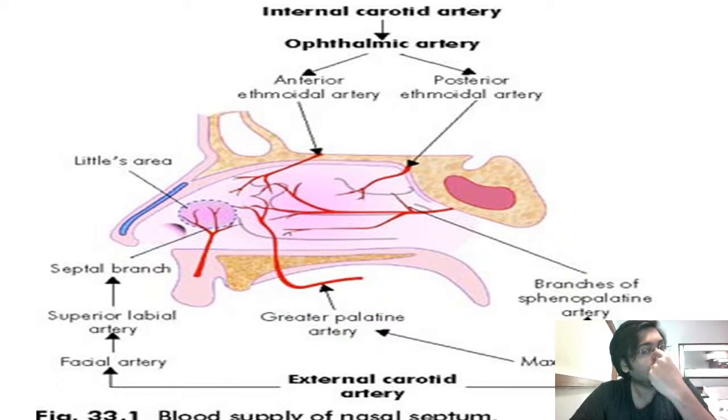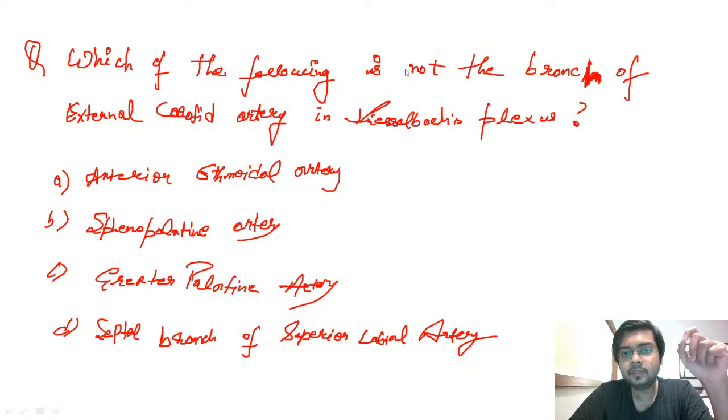One version was, which of the following arteries does not supply this Little's area? So the posterior ethmoidal artery does not supply this area. Another version of the question was, which of the following arteries is a branch of the internal carotid artery supplying Little's area? Or, which of the following is not a branch of the external carotid artery in Kiesselbach's plexus, or Little's area plexus? So the answer is the anterior ethmoidal artery, which is a branch of the internal carotid artery.